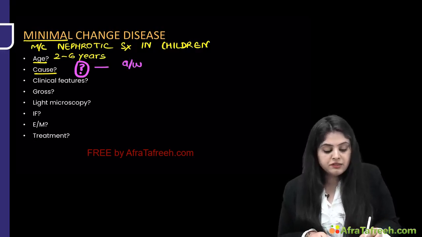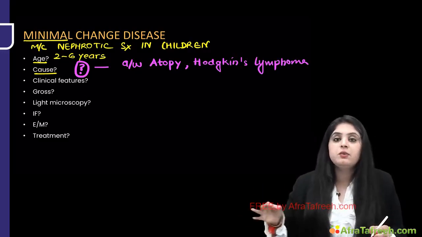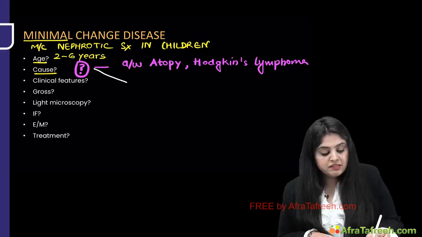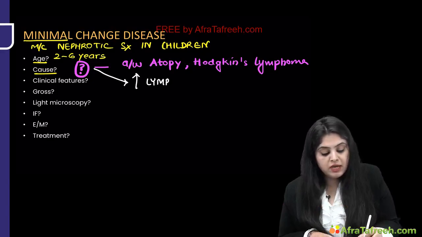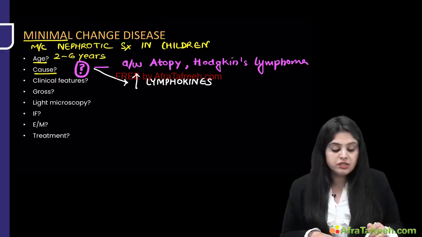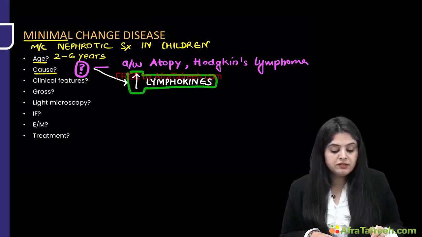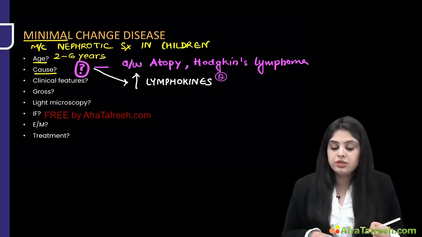They have found that this is associated with people having allergies like atopy. They have found this is associated in people having or kids having Hodgkin's lymphoma. So they found a lot of associations, but they couldn't come down to that one final answer that this is the reason why nephrotic syndrome is happening. But the best mediator that they could come down to was that there is an increase of something known as lymphokines that was seen in all these patients. Whether it was a minimal change disease associated with atopy, allergies, or whether it was associated with Hodgkin's, remember, an increase in the lymphokines is something that was noted, and that is a previous year question. Lymphokines are elevated in minimal change disease.